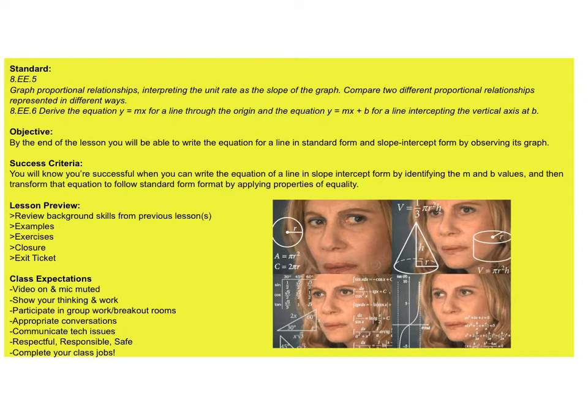You'll know you're successful when you can write the equation of a line in slope-intercept form by identifying the m and b values, and then you can turn that equation to follow standard form, just by applying properties of equality. We're going to do some review, examples, exercises. We'll do our closure and our exit ticket, and then you'll move on to your lesson reflection.